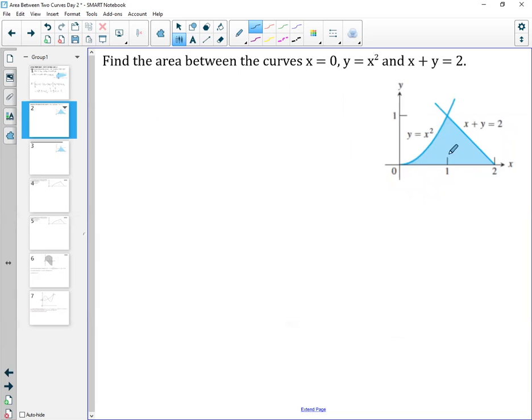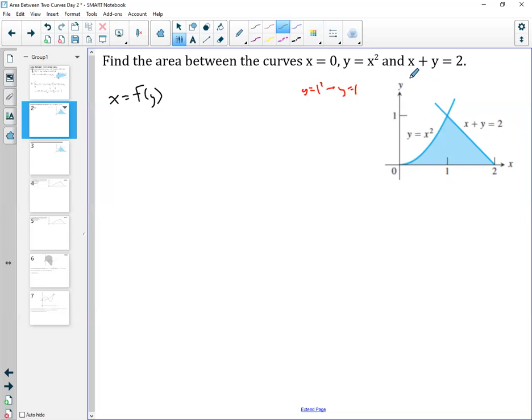So let's do this one. We're going to do x equals f of y for this one. Let's look at that. If I do the top minus the bottom from 0 to, I think this is 1. Let's see. When x is 1 here, y is 1.